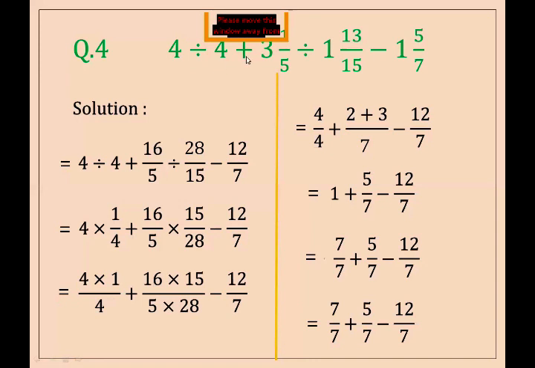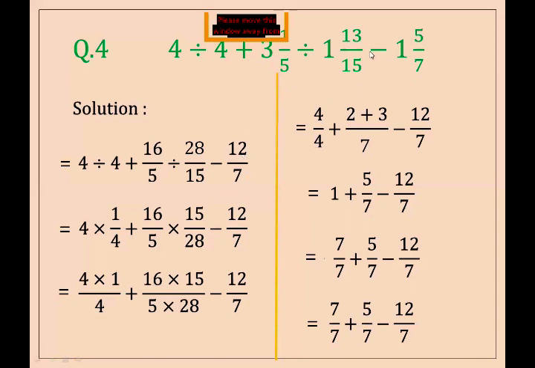4 divided by 4 plus 3 whole 1 upon 5 is divided by 1 whole 13 upon 15 minus 1 whole 5 upon 7. Now here we start the solution. Firstly we convert these mixed fractions into improper fractions. Here we solve: 5 3s are 15, 15 plus 1, 16, so 16 upon 5. Here we have 15 ones are 15 and 15 plus 13 we have 28 upon 15. Here we have 7 ones are 7 and 7 plus 5 we have 12 upon 7.